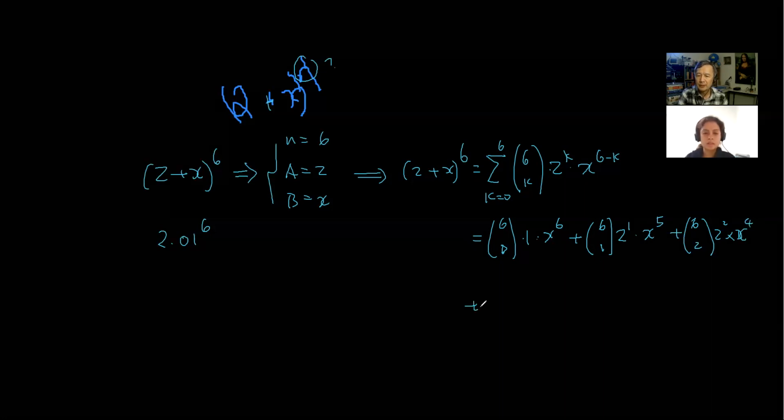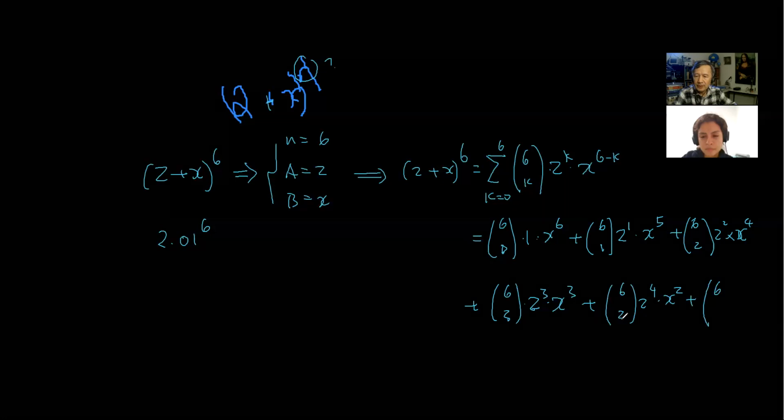Let's just continue. 6 choose 3, that be 2 to the power of 3, multiply x to the power of 3. Can we see? The power of x just decreased by 1. Yes. Okay, then what next? Well, if you can write, I don't have to write. Okay, next time if you have a pen, you can write. So that's 6 choose 4, 2 to the power of 4, multiply x squared. Okay, one more, and then one more.